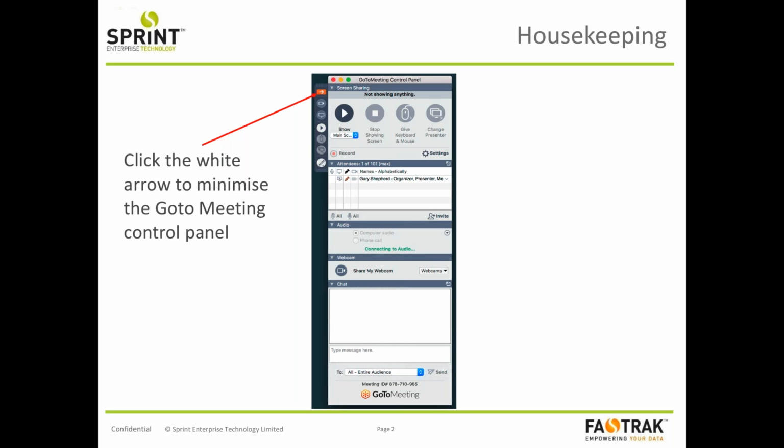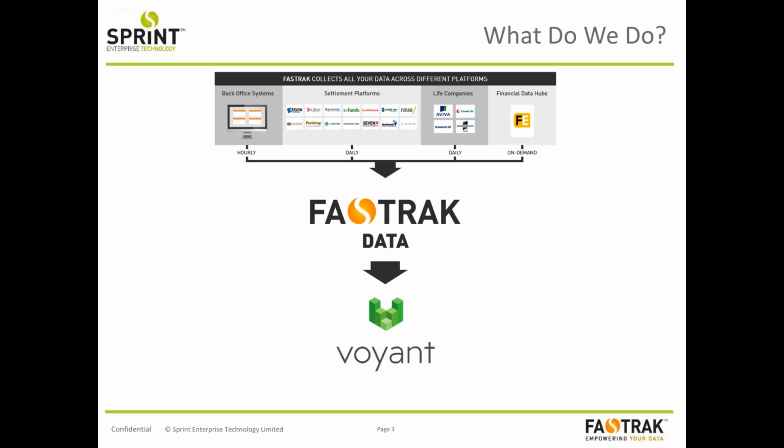So let's just run you through what we're talking about. We're here to talk to you today about the integration between Fastrak and Voyant. And Fastrak is a client reporting and client data collection service. The first thing is we collect data from multiple platforms and also from back office systems. And the beauty of this solution is that that data is then automatically and instantly available in Voyant for you to use in your cash flow.